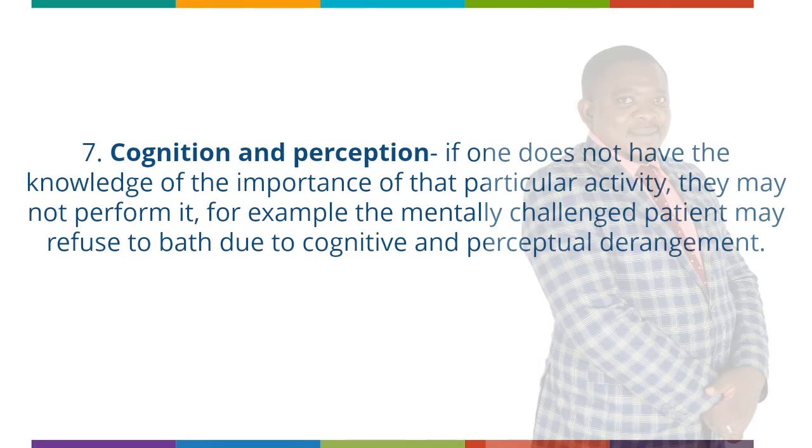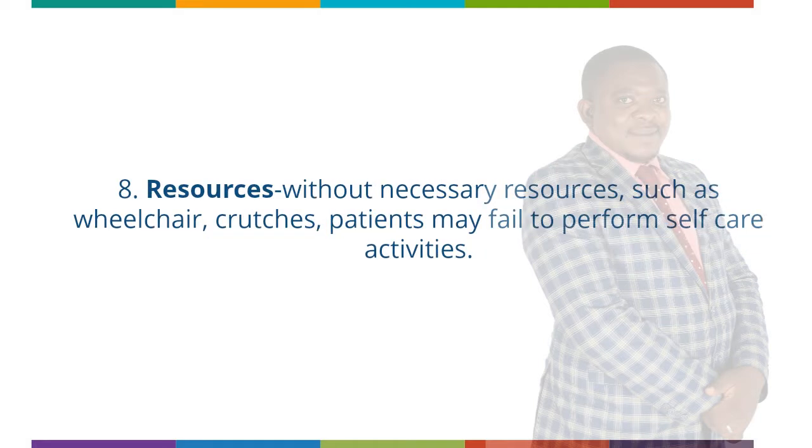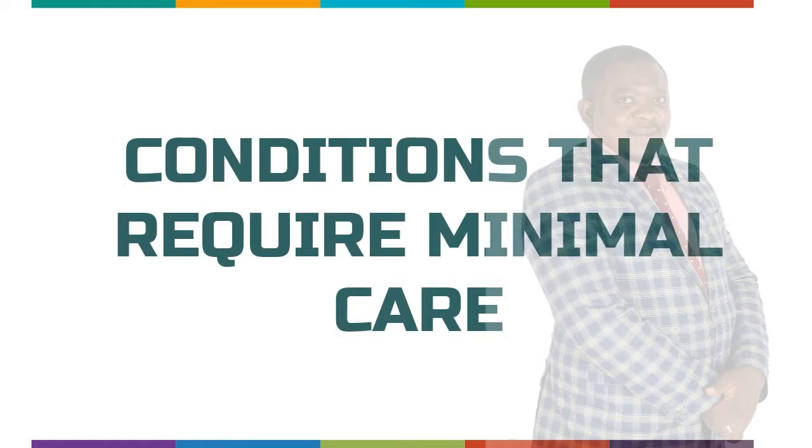7. Cognition and perception. If one does not have the knowledge of the importance of that particular activity, they may not perform it. For example, the mentally challenged patient may refuse to bathe due to cognitive and perceptual derangement. 8. Resources. Without necessary resources, such as a wheelchair or crutches, patients may fail to perform self-care activities.